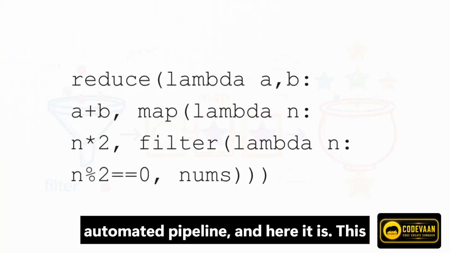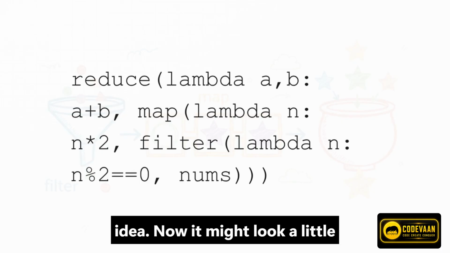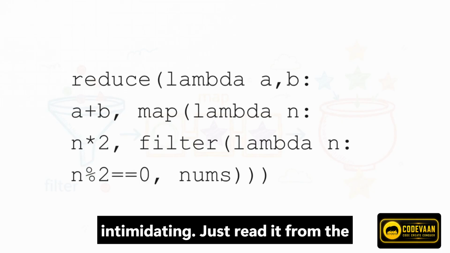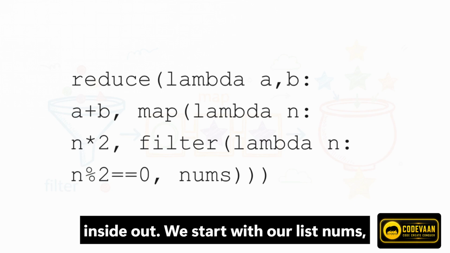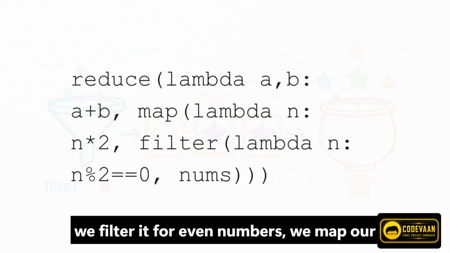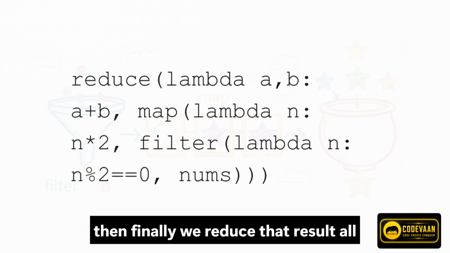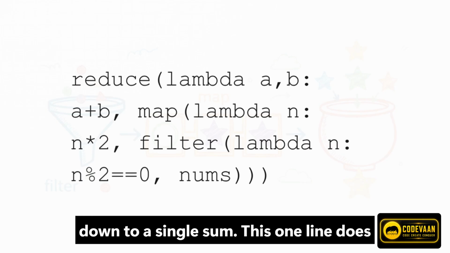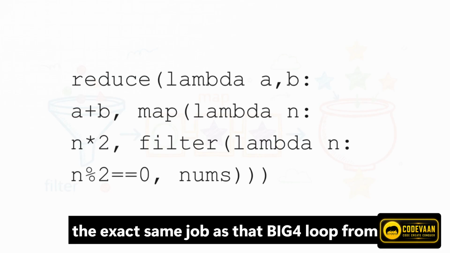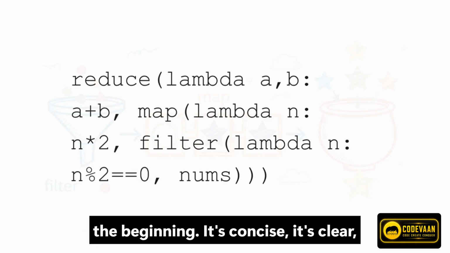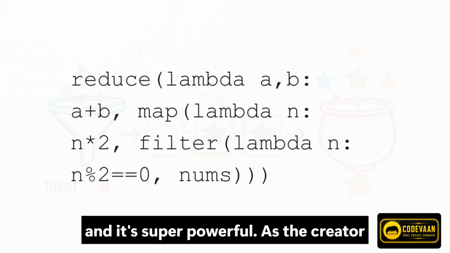And here it is. This one line perfectly illustrates the whole idea. Now, it might look a little intimidating, but just read it from the inside out. We start with our list nums, we filter it for even numbers, we map our doubling function onto that result, and then finally we reduce that result all down to a single sum. This one line does the exact same job as that big for loop from the beginning. It's concise, it's clear, and it's super powerful.